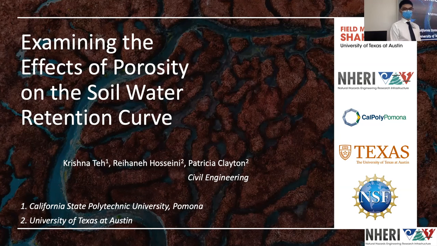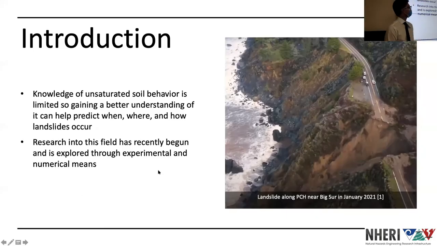All right, hi, my name is Krishna Tay, and I'm an undergraduate research intern at the UT Austin NHERI site for the mobile shakers, and our research project is examining the effects of porosity on the soil water retention curve. So to begin very broadly, soil most commonly exists in its unsaturated state. So this is a state where a portion of the space between soil grains is occupied, not completely, but just with water.